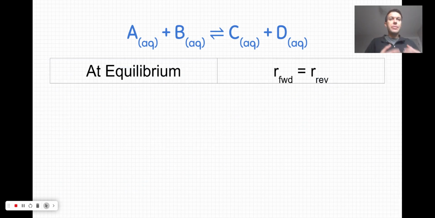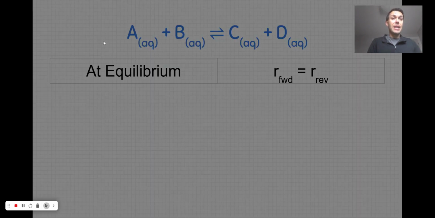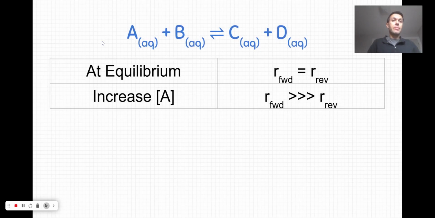Let's look at this same change again, specifically from a chemical kinetics point of view. At equilibrium, by definition, the rate of the forward reaction is equal to the rate of the reverse reaction. As we increase the concentration of A, that takes the equilibrium out of balance, and now the rate of the forward reaction is larger than the rate of the reverse reaction.